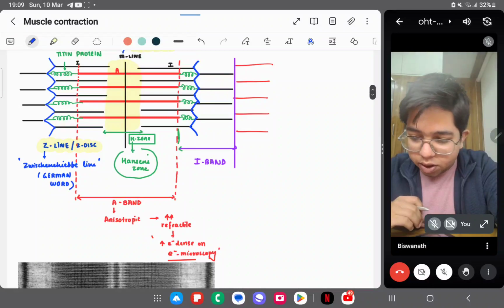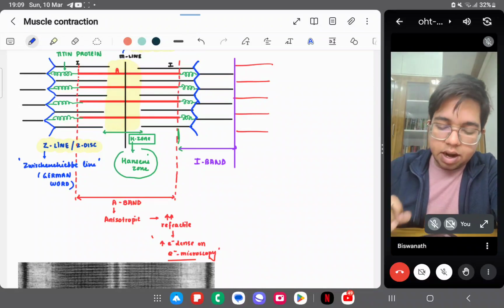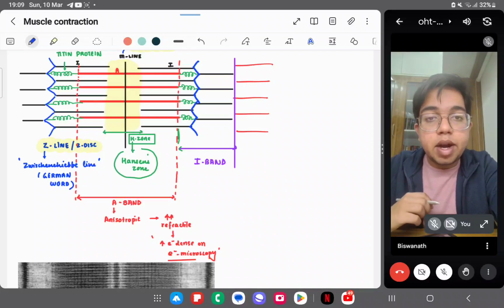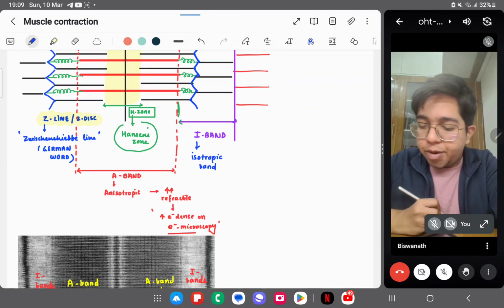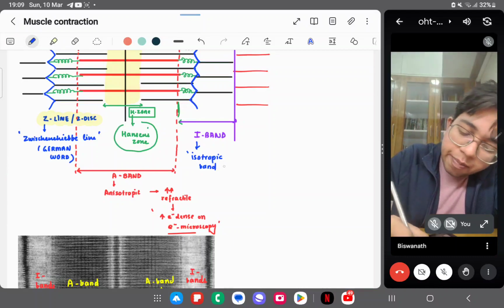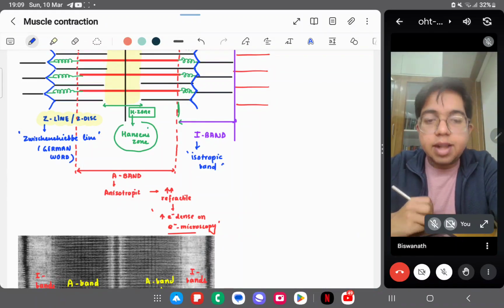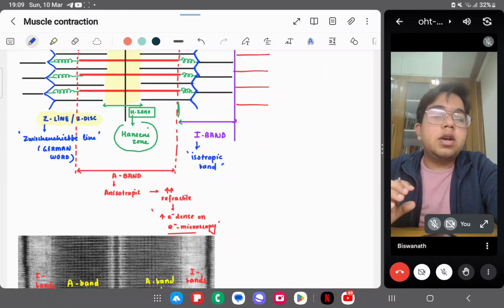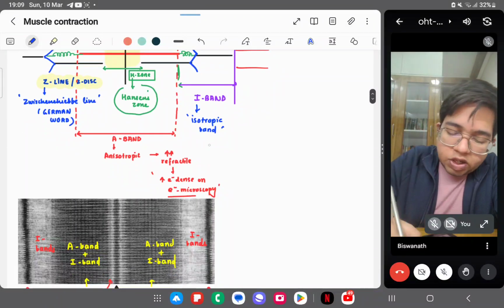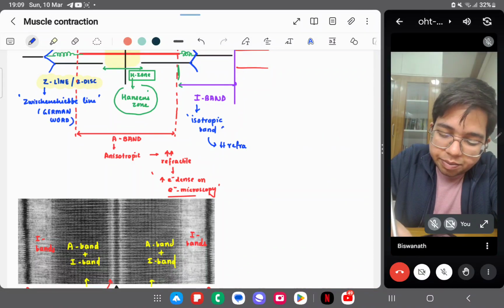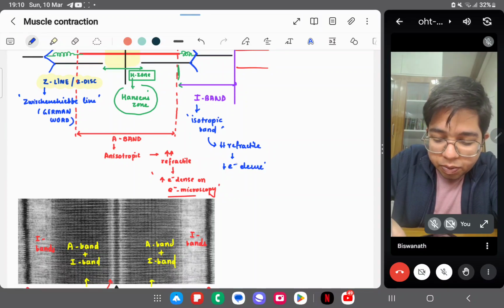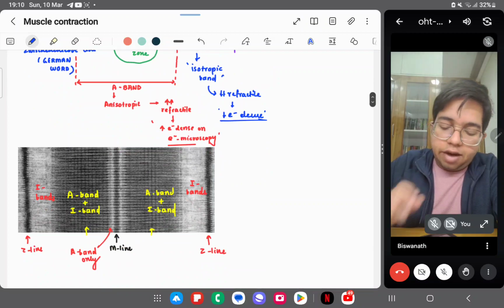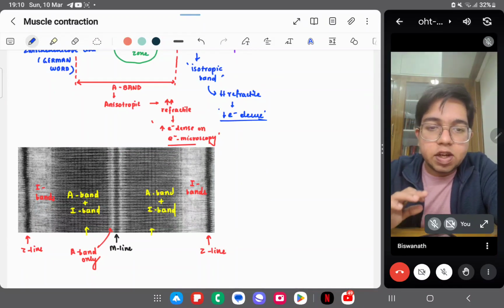So we are talking about your A band and I band. I hope you completed the A band and I band. I band is called so because it is your isotropic band. I got distracted from where I left off because there was a call. This I band is your isotropic band, that is, it is less reflectile. Isotropic band means it is less reflectile or less electron dense on electron microscopy. And we saw the electron microscopic picture of this also.